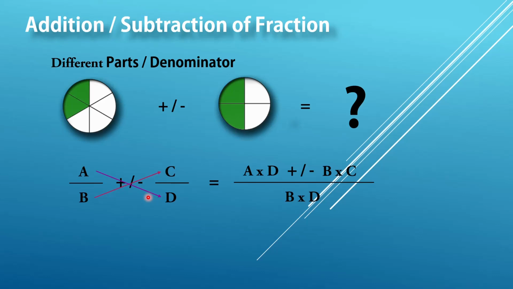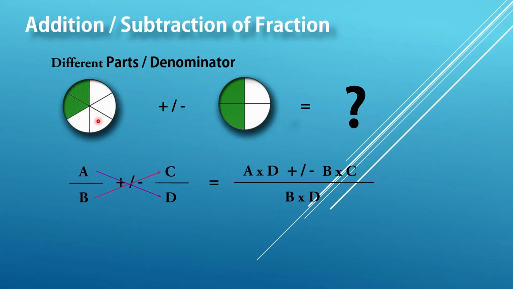So how do we calculate the numerator? The numerator is the cross multiplication of numerator and denominator, then that operation, whatever plus or minus, and then the multiplication of the denominators. So this is the rule. You need to follow this rule only. So cross multiplication, you can remember this.